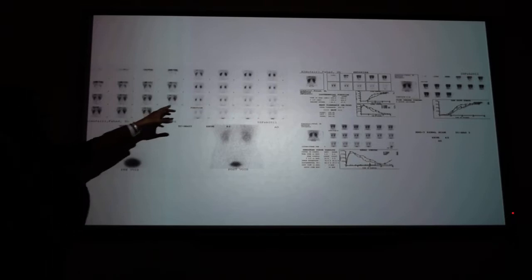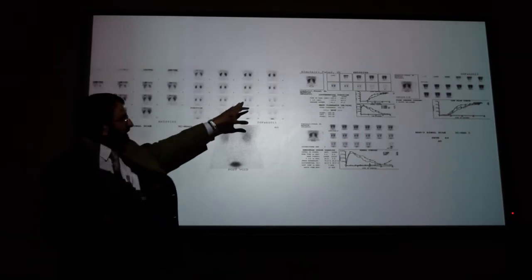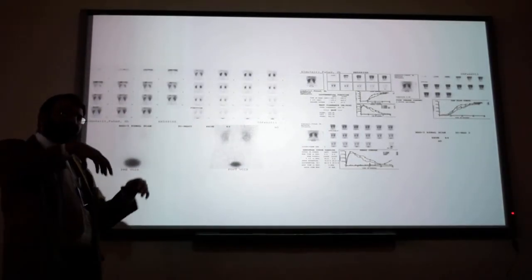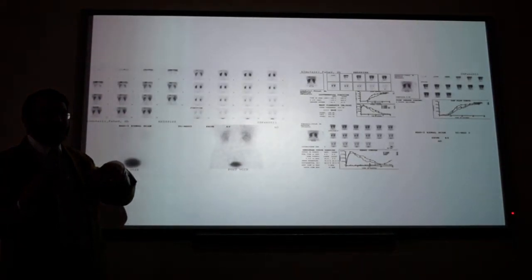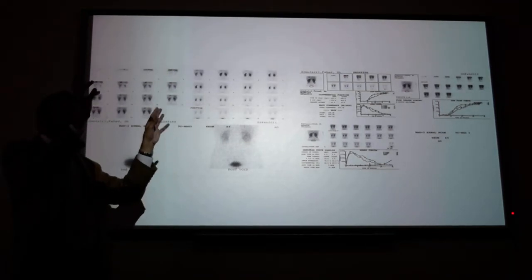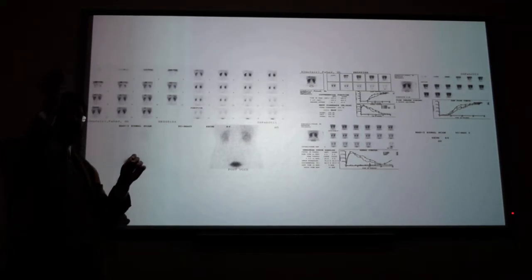Yes. DMSA just tells you the anatomical detail, like the cortex: is it normal or abnormal? Whereas DTPA tells you the excretion of the contrast in the collecting system. From the collecting system, you can tell whether there is hydronephrosis or not. Whereas DMSA just tells you whether the cortex is scarred, whether some tissue is abnormal in any part of the kidney.